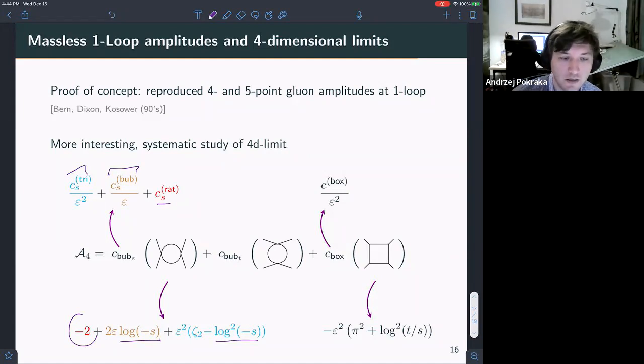And now we want to ask: what regions in loop momentum space are responsible for, which residues are contributing to these different orders in epsilon? If we know that, then we can isolate which residues, for example, are extracting the rational term, so we can extract rational terms.